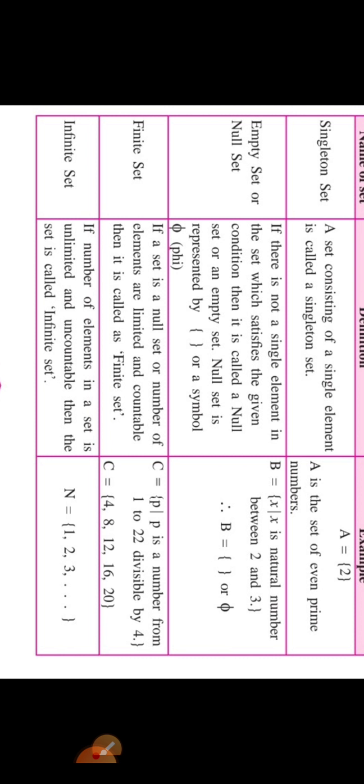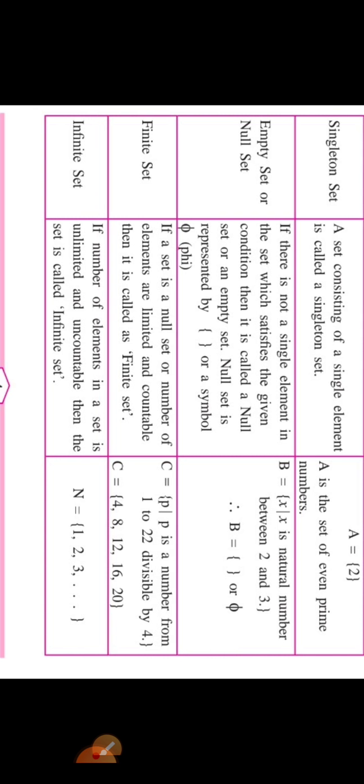Therefore we can write set B is an empty set. Then next we have learned finite set. Finite set means a set which has some limitation, which is countable. That type of set we call a finite set. Example, numbers from 1 to 22 divisible by 4, that we can write as 4, 8, 12, 16, 20. Here you can see it is countable and limitation is given. So you can say it's a finite set.